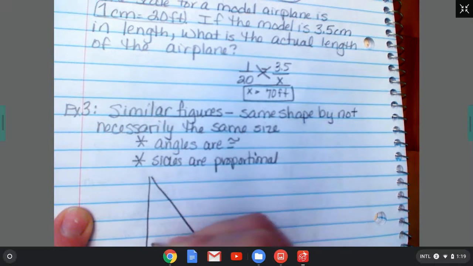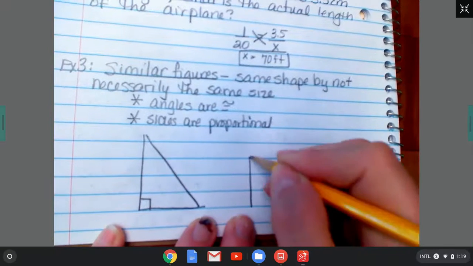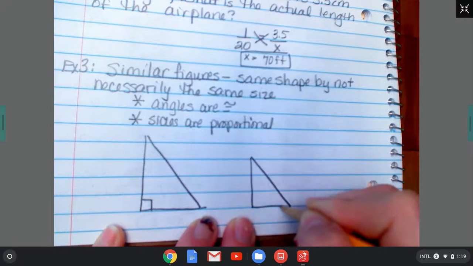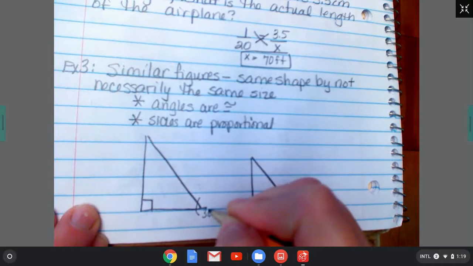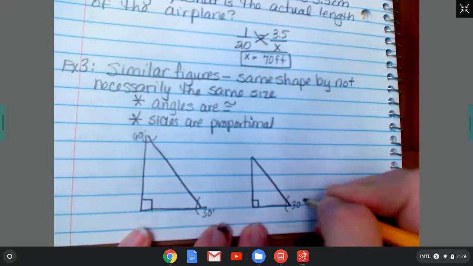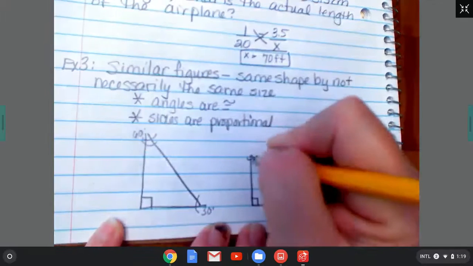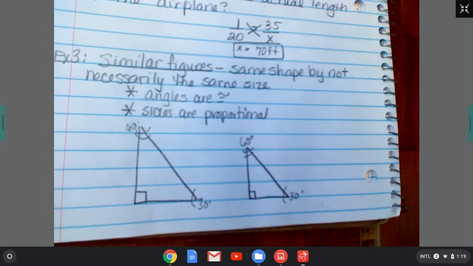Okay, so we would talk about maybe a big figure, maybe a big right triangle, and then maybe one that's been reduced in size. Okay, so they have the same angles. So if this could be like a 30, 60, 90, then this one would be too. Just been reduced. Okay, so what do we do with these? If they're similar, then you can use that with cross multiply to find missing sides.